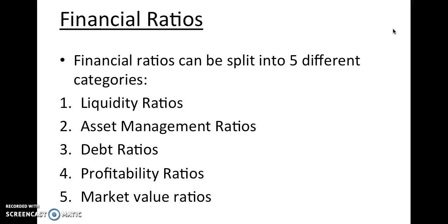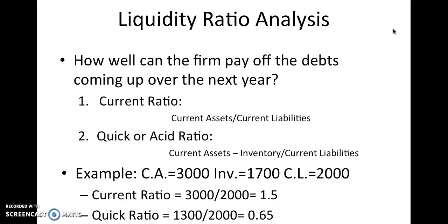So starting with financial planning, different categories of ratios here: liquidity ratios, asset management ratios, debt ratios, profitability, and market value. So what are liquidity ratios? What is liquidity anyways? Liquidity usually talks about debt upcoming within a year. So we're looking at current ratio that examines the company's ability to pay off its current liabilities: current assets by current liabilities. How about quick or acid ratio? Current assets minus inventory by current liabilities.